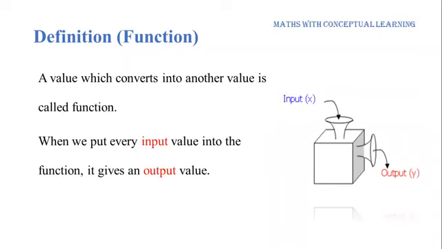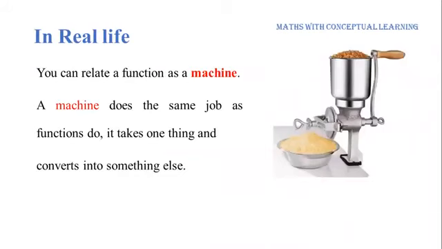If we see this diagram, we see that we put every input value into the function and it gives an output value. In real life, you can relate a function to a machine. As you can see in this picture, a function represents a machine that takes an input, applies a rule such as a set of operations, and delivers an output. So in this picture, the input is in the form of grains and the output is in the form of chopped grains.